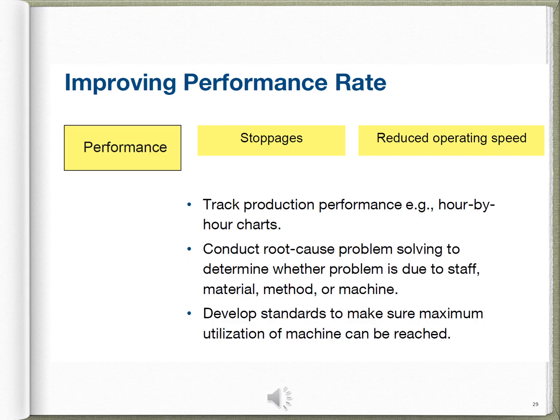To improve the performance rate, we must diminish losses related to stoppages and reduced operating speed. The following are some recommendations. Track production performance, for example, hour-by-hour charts. Conduct root cause problem solving to determine whether the problem is due to staff, material, method, or machine. Develop standards to make sure maximum utilization of machines can be reached.